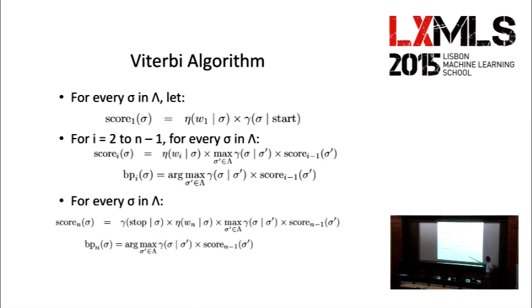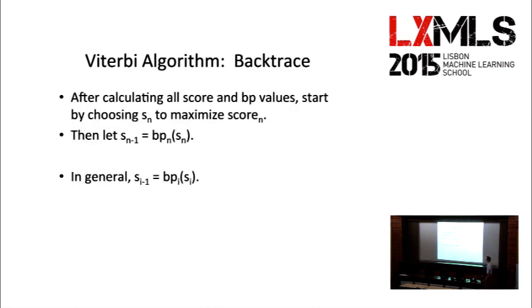And then I do the same thing in the last column. This time I have to bring in the stop probability. And then after I've done all of that pre-calculation, I do the backtrace. And I can do that by simply recursively following the back pointers. Let the state at i minus 1 be equal to the back pointer from the state at i.